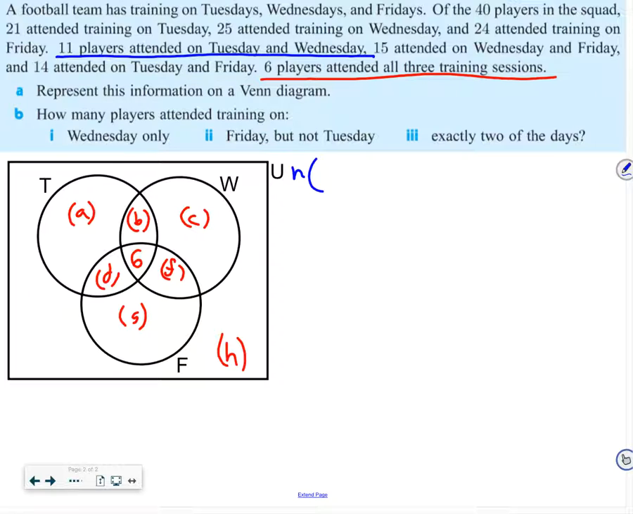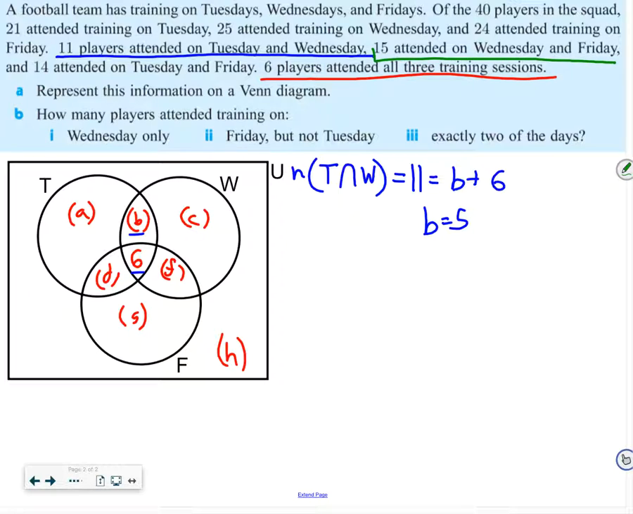The number of players that attended Tuesday and Wednesday, well, that's equal to 11. I know that T intersect W includes this region and this region. So that means that 11 must be equal to B plus 6. Therefore, B must be equal to 5. Using that same train of thought, I'm going to jump into this next one.